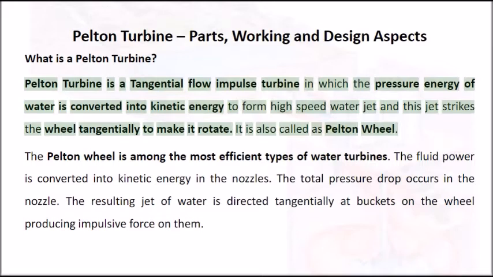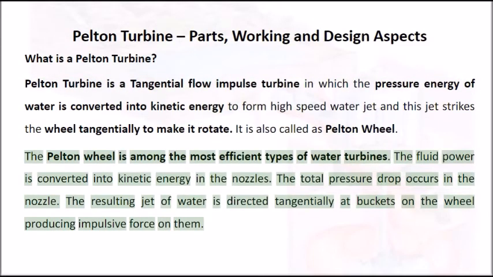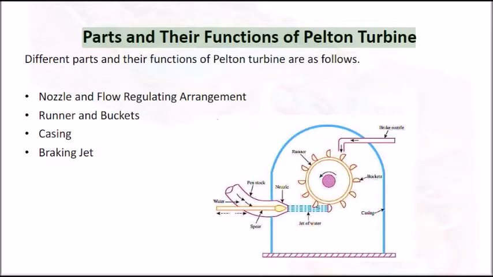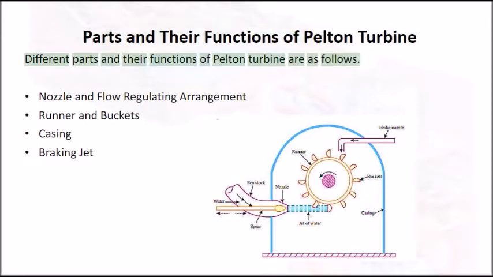The Pelton wheel is among the most efficient types of water turbines. The fluid power is converted into kinetic energy in the nozzles. The total pressure drop occurs in the nozzle. The resulting jet of water is directed tangentially at buckets on the wheel, producing impulsive force on them. Parts and their functions of Pelton turbine. Different parts and their functions of Pelton turbine are as follows.